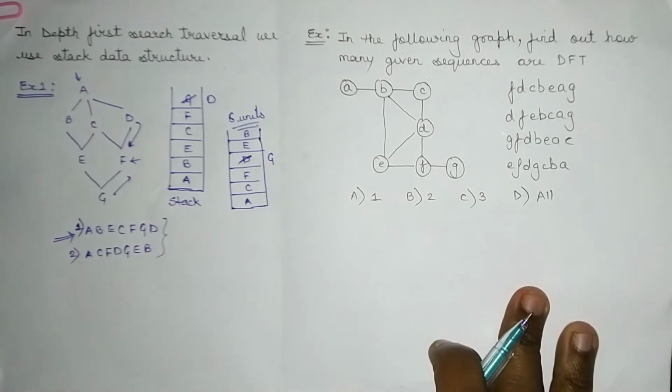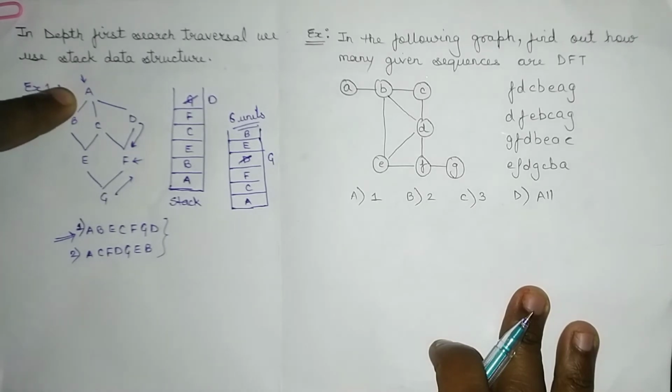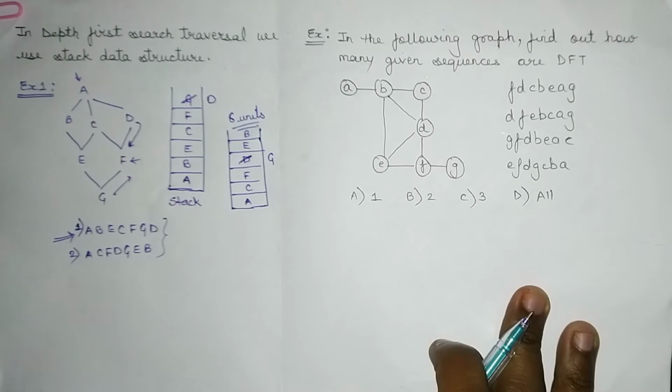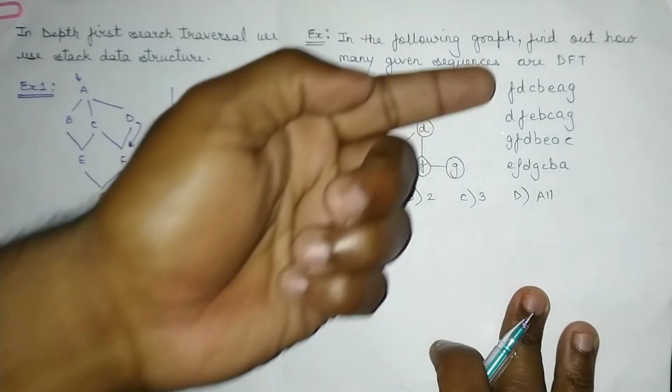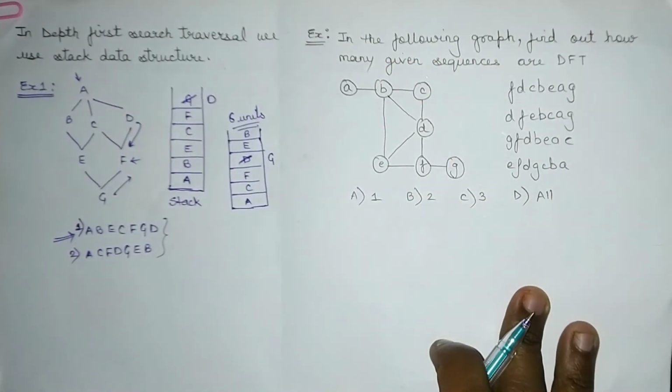They can ask you the question that if you are starting from a particular node A, how many possibilities are there? They will give you some options like 1, 2, 3, 4, and you have to find out how many possibilities are there for the depth first search traversal using a specific node, let's say A. The second kind of question which can come is they will give you a particular graph and some sequences, and they can ask you among these 4 sequences how many sequences are depth first traversal.